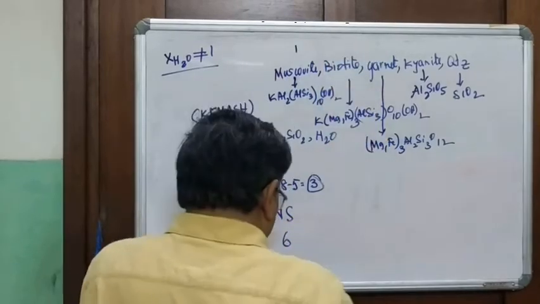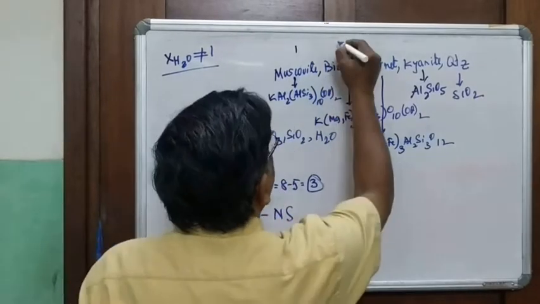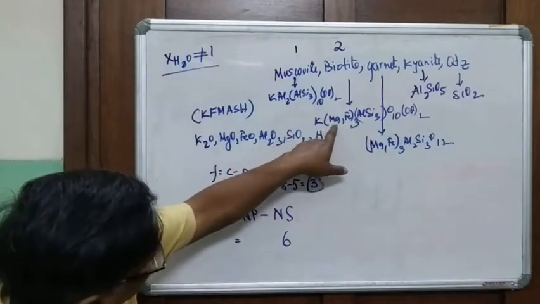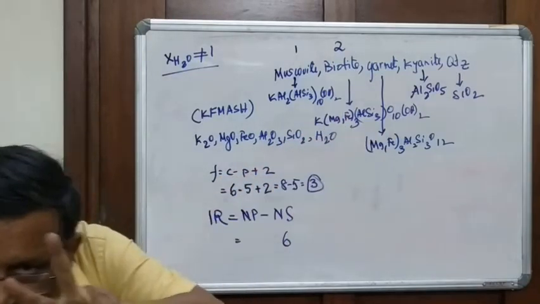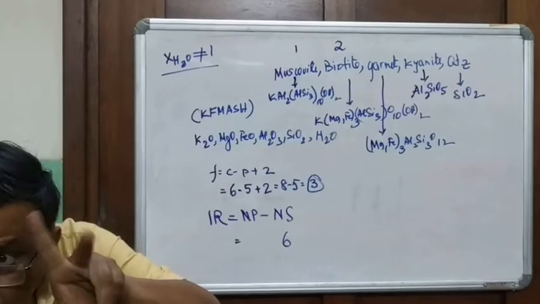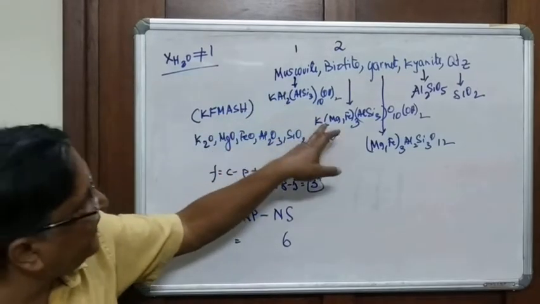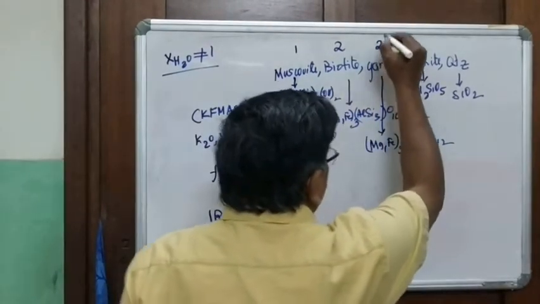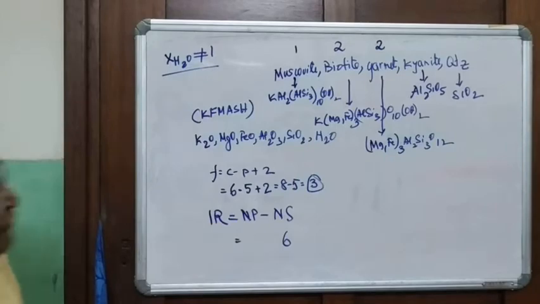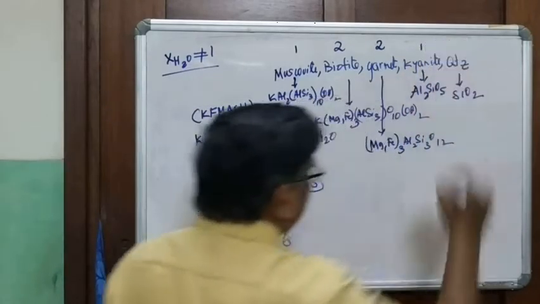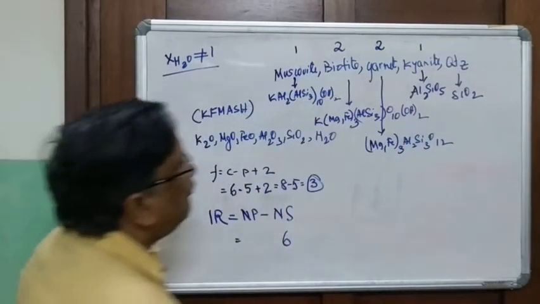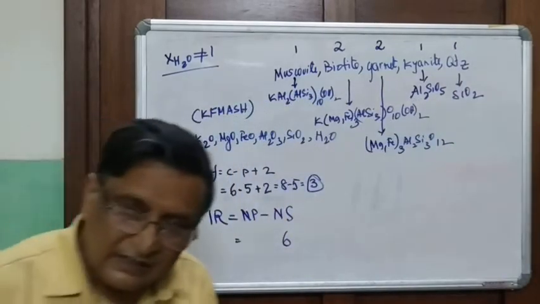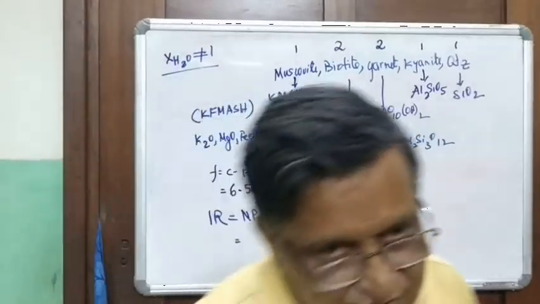For biotite, the number of phase components is 2. Why? Because phlogopite and annite, XMg plus XFe in biotite equal to 1. So there are two phase components. For garnet, again 2. For kyanite, 1, pure phase. For quartz, 1. Did I miss something? Yes, I missed something.